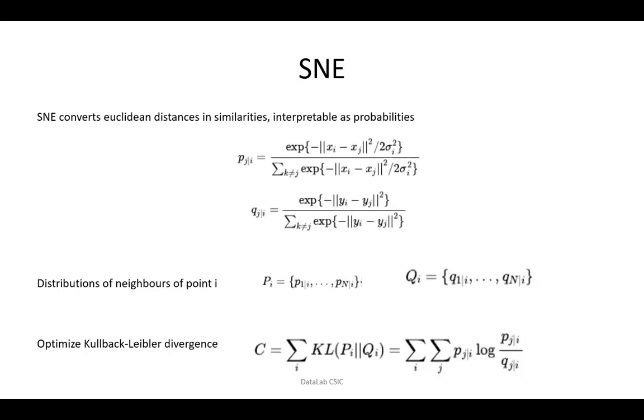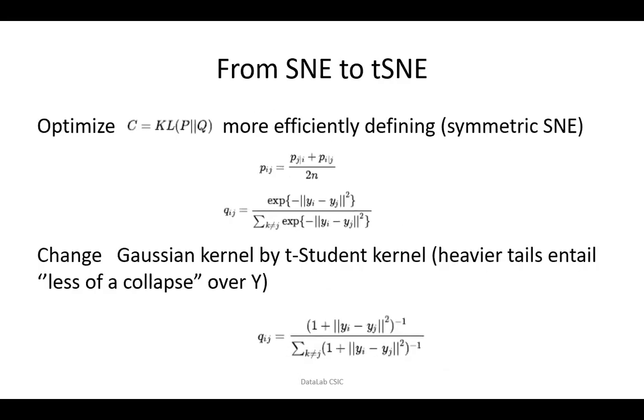You could use others, and that's what they try to do. This is more or less computationally complex, but that's the whole idea. SNE was used for a while, but then t-SNE became quite popular because it's more efficient, and it also has some nicer properties.